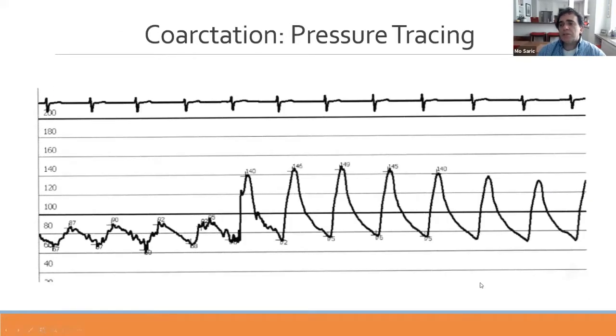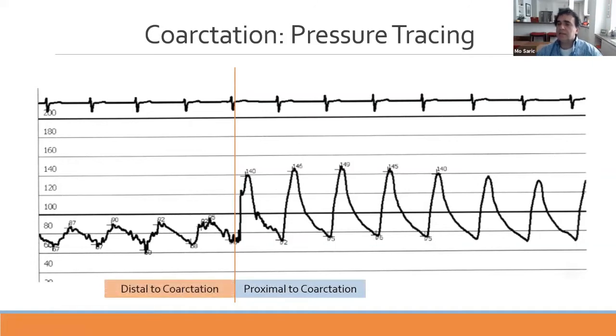This is a pressure tracing in a patient with coarctation on a pullback. On the left-hand side is the post-stenotic flow. On the right-hand side is the pre-stenotic flow. This is proximal to the coarctation and distal to the coarctation. There is a clear step down gradient in systole from 140 millimeters of mercury proximal to about 85 post-stenotic pressure.